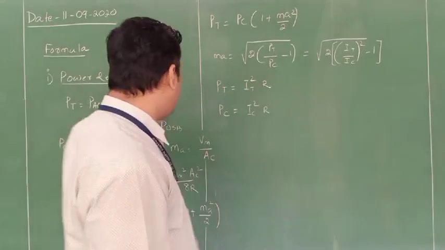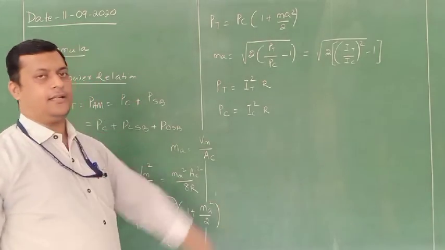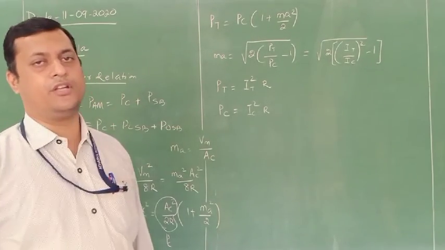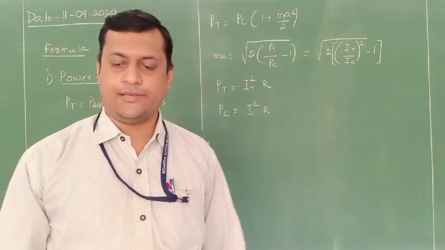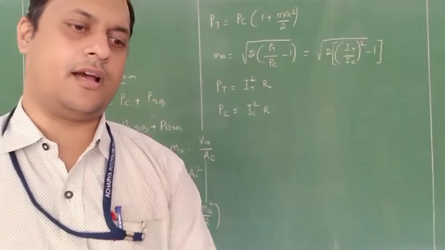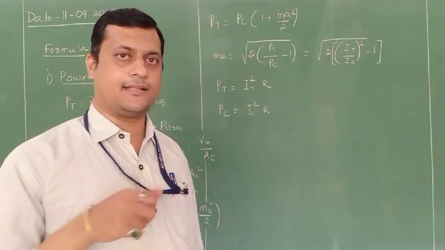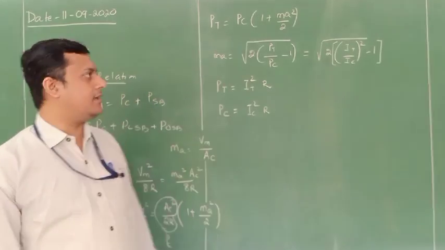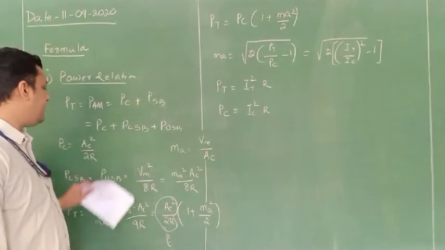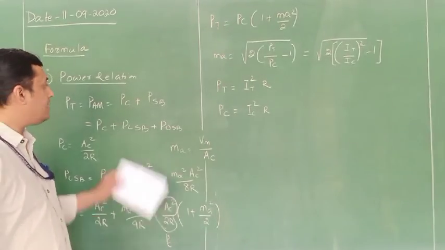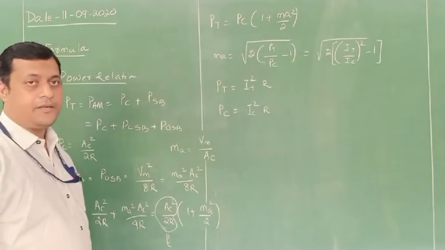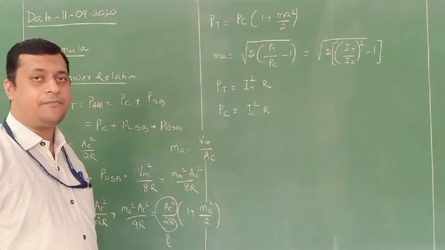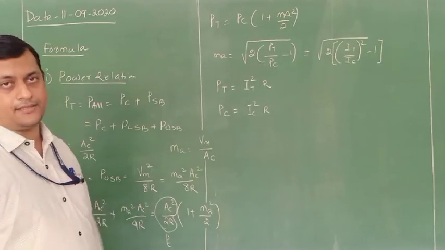Now using this sort of relation we will solve a few numericals. Okay, so those numericals also I will discuss with you. Around 5 to 6 numericals in this class we will discuss, and these numericals will help you to understand what are the relationships between this modulation index with respect to the power, with respect to the carrier, with respect to the sideband, and with respect to the efficiency also.